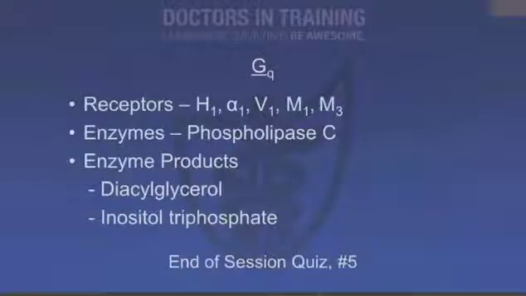Next question. Complete the table regarding classes of G proteins. So first one is GQ, or the handsome protein. And what are the receptors involved? Well, that would be H1, alpha 1, V1, M1, and M3. And remember the mnemonic for this. This is HAVe 1 M and M.